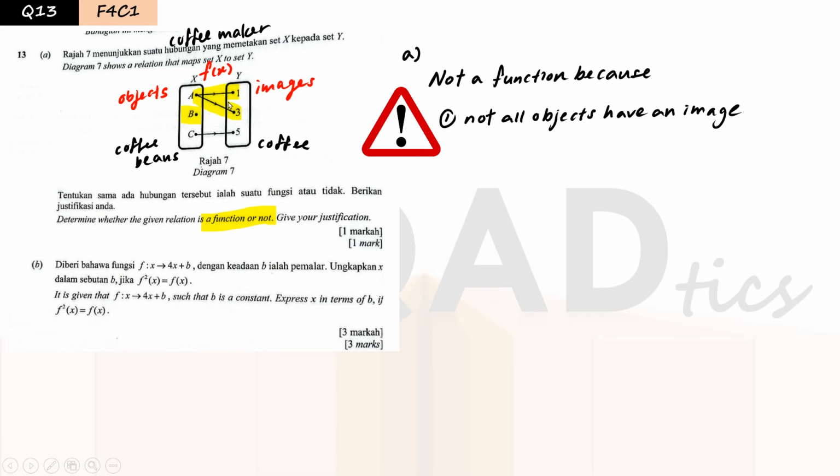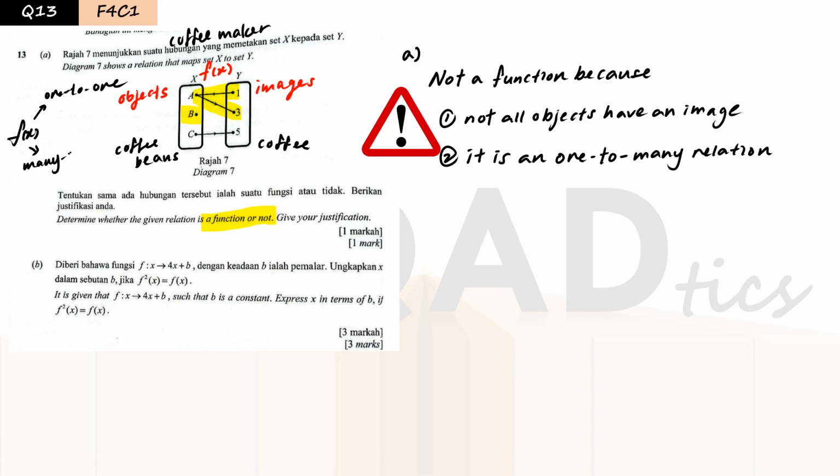In function terms, this is called a one-to-many relation, one value to many values. Functions cannot have one-to-many relations, so this is another reason why it is not a function. Functions will only have two relations: the first one is one-to-one, and the other one is many-to-one. If we have these two relations, then it is a function.